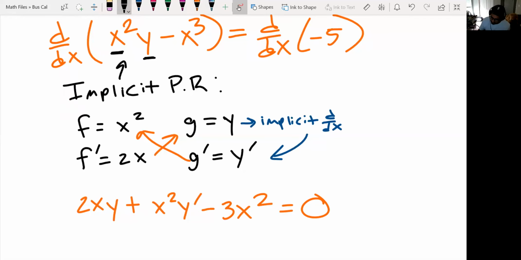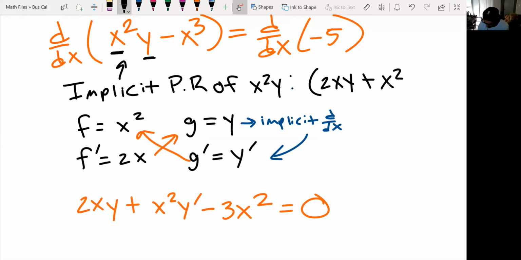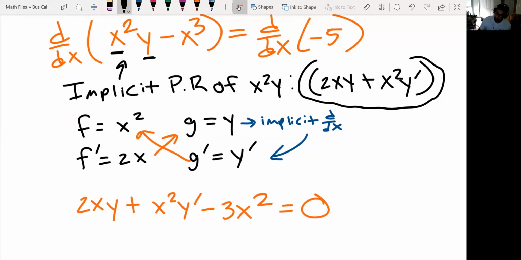So if you see this, the implicit derivative of x squared y, here, is 2xy plus x squared y prime. Save that somewhere, and it'll save you some time. Okay.